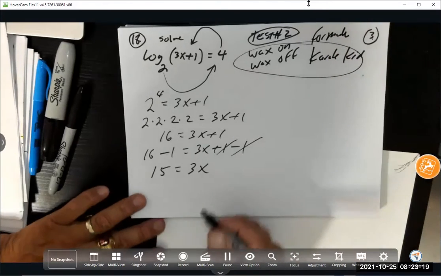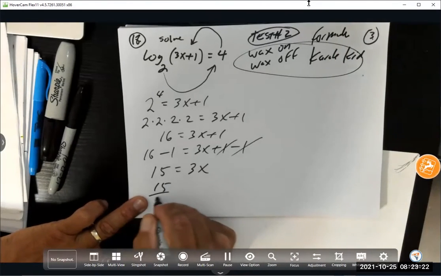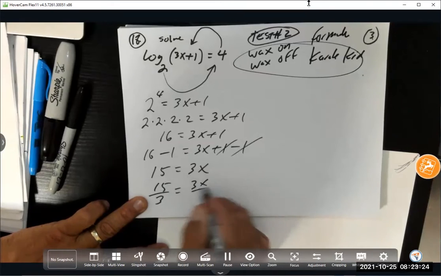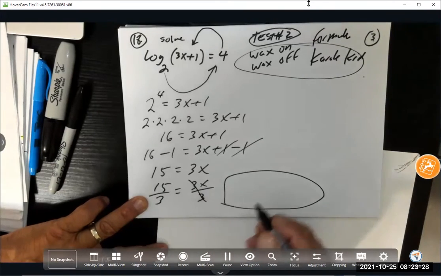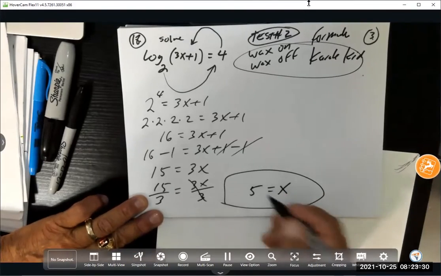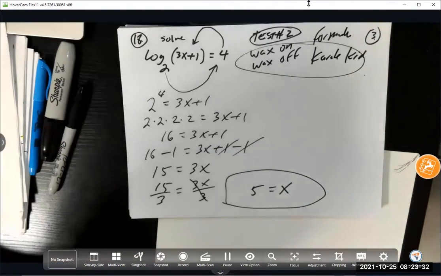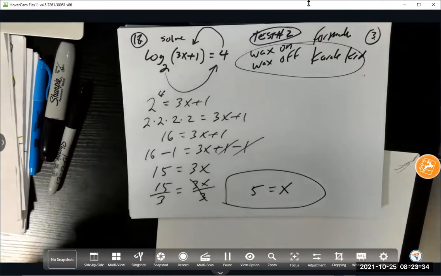Divide by something. Divide by 3. Yeah, by 3. And then for sure, I know you're going to use your calculator skills, because I don't want you to divide double digits in your head. 5. The answer is 5. Is that okay for number 18? Yes or no?